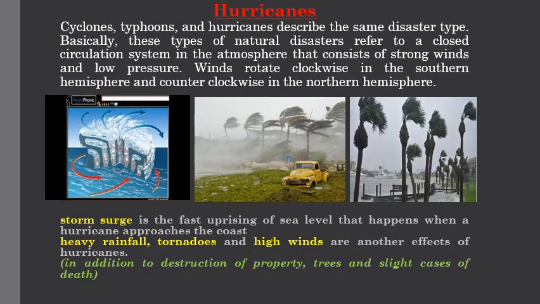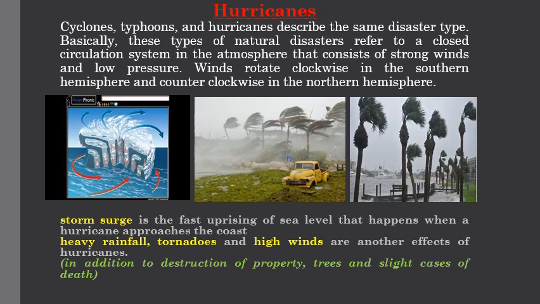Now, hurricanes. Cyclones, typhoons, and hurricanes describe the same disaster type. Basically, these types of natural disasters refer to a closed circulation system in the atmosphere that consists of strong winds and low pressure. Winds rotate clockwise in the southern hemisphere and counterclockwise in the northern hemisphere. The first image shows that, okay? And the other two images are taken when a hurricane was hitting an area in the United States of America.